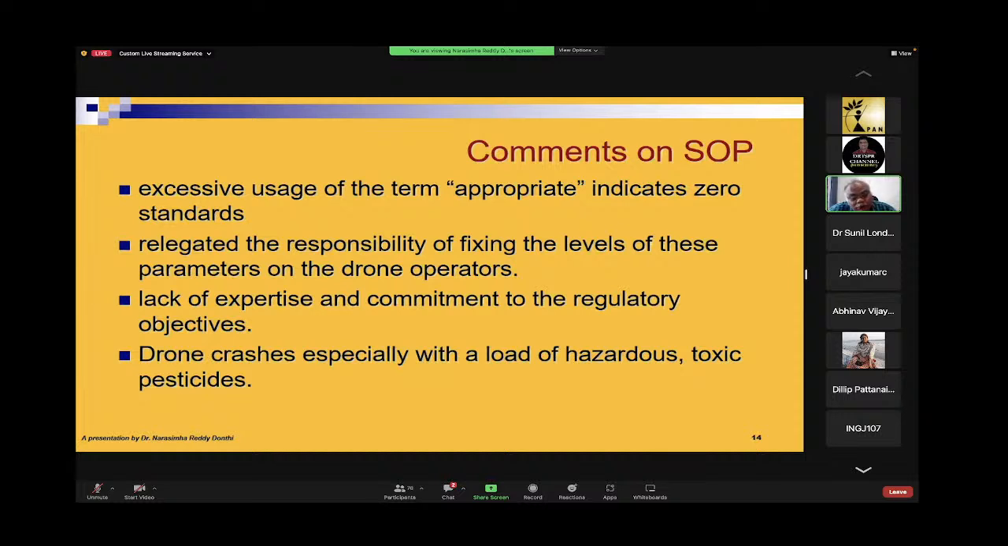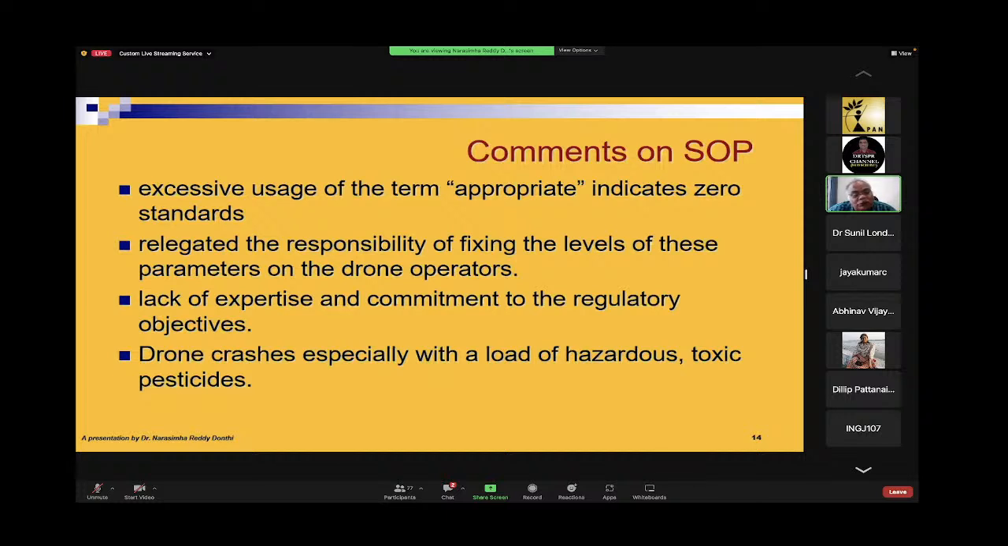So the biggest thing is I keep mentioning drone crash. Drone crash is a reality. It's not a rare event. It keeps happening and it can happen anytime and every time. And wherever it happens, we are not sure what kind of impacts it can lead to.